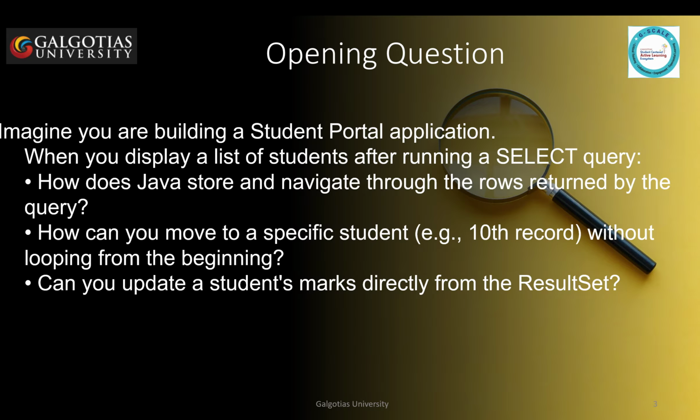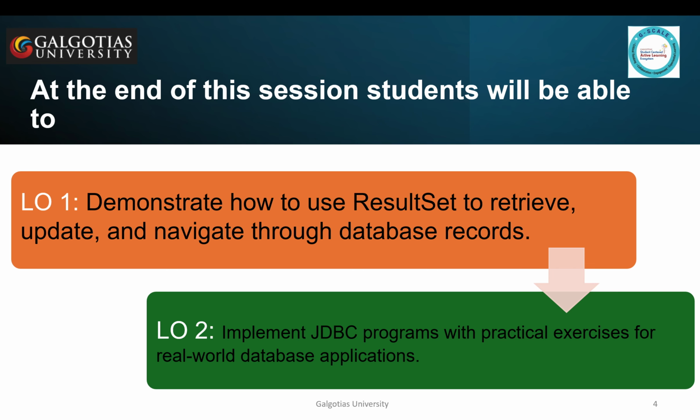Here is something to think about. Imagine you are making a student portal. You run a select query to list students. How does Java keep track of each row? Can you jump directly to say the 10th student? And can you update a student's marks directly without writing a separate SQL update? These are the questions we will answer today.